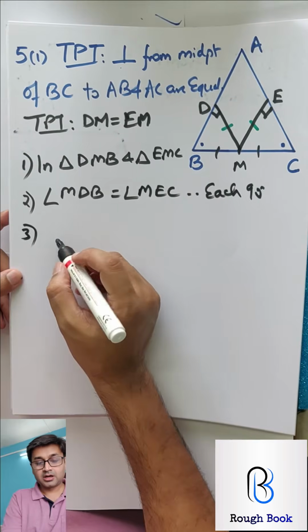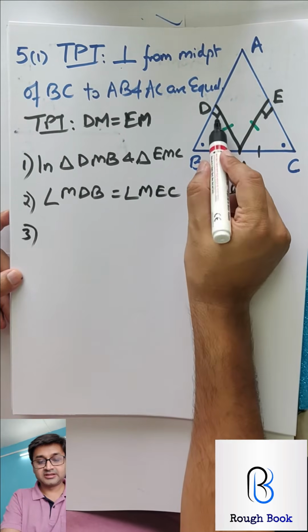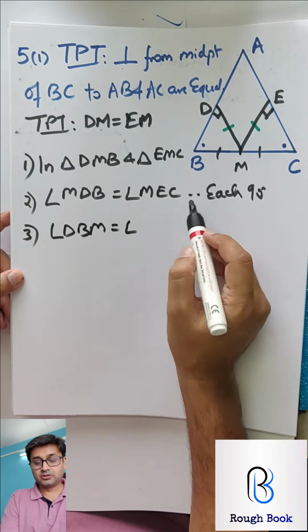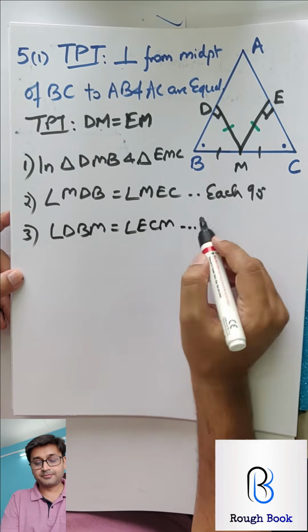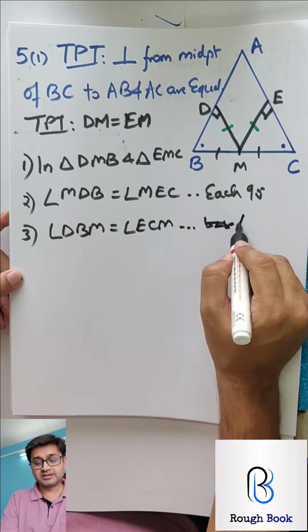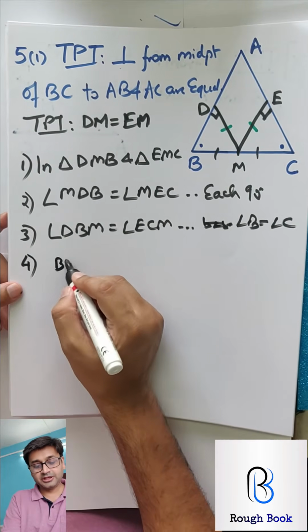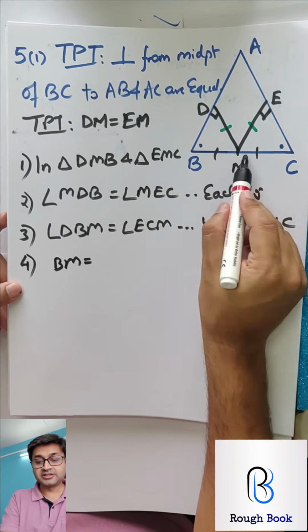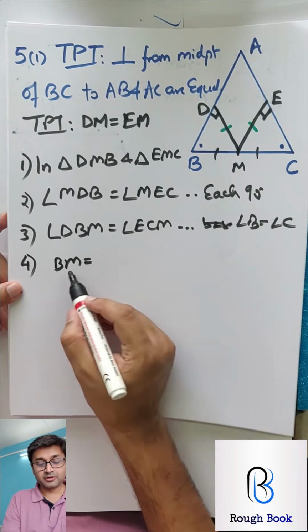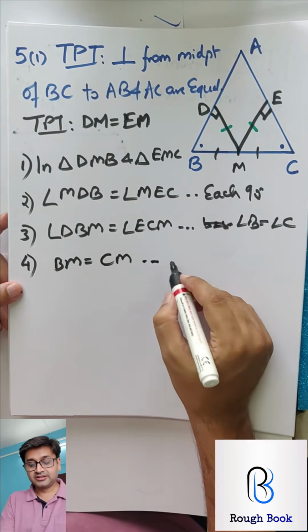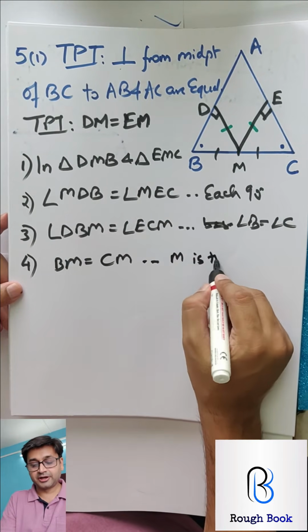Next one, first angle we said, that is this. Now get to this angle, DBM equals to ECM, base angles, or you can say B is equal to C, the same thing. And fourth, BM, so don't say MC, it will come CM, okay, because in place of B, C has to be there. 1-to-1 correspondence, reason would be M is the midpoint.